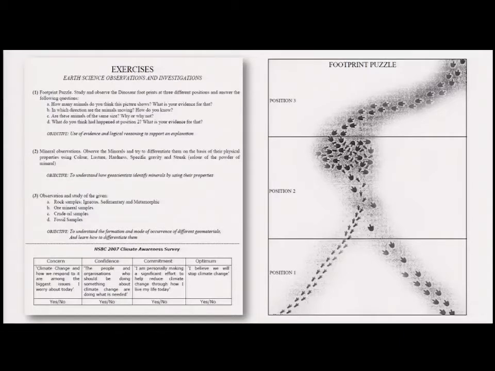What do you think is happening at position 2? But the answer that you come up with has to be supported by an explanation. So it's a simple question. What do you think is happening at position 2? Any answers? Anyone? Some sort of fight. One animal eating the other.